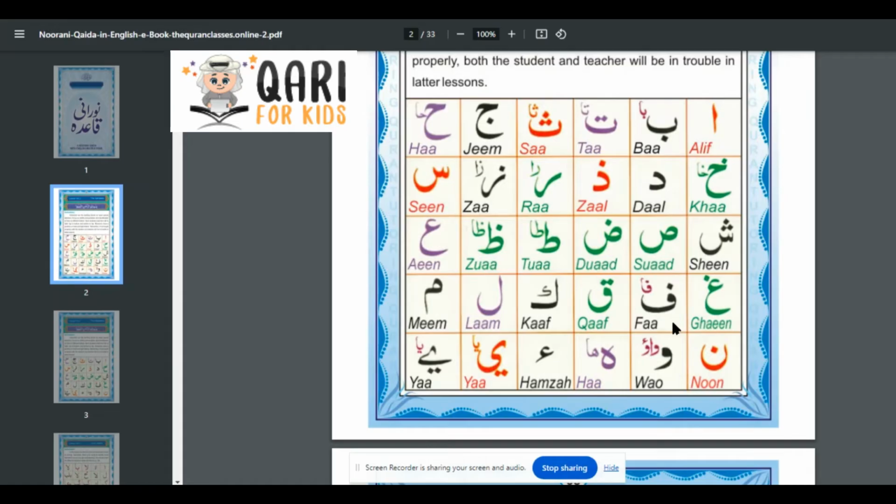Next letter is Fa. Fa has one dot above it, which is a key feature for its identification. This dot is located directly above the letter. The sound of fa is similar to the English f as in English fish, fish like fa. I hope you understand.